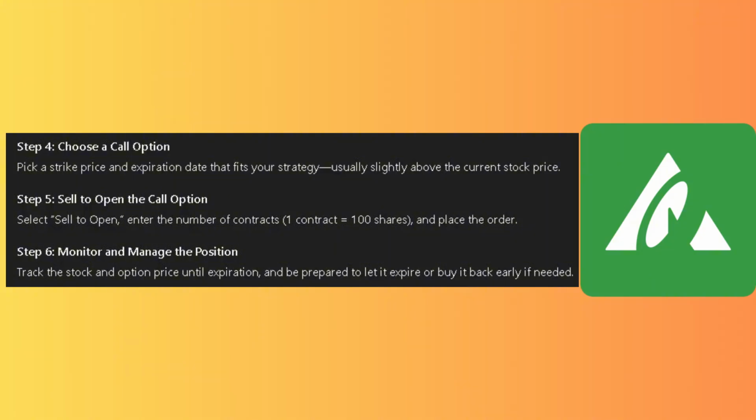Monitor and manage your position. Track the stock's and option price until it expires. Be prepared to let it expire or buy back early if you need to. Now you know how to sell covered calls on Questrade.